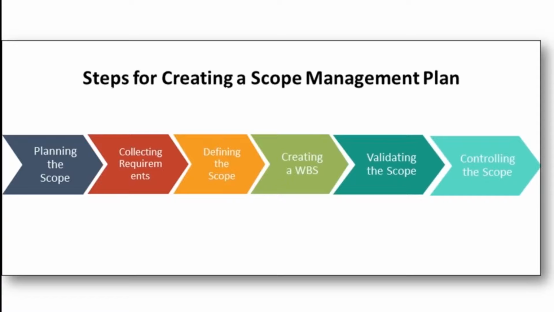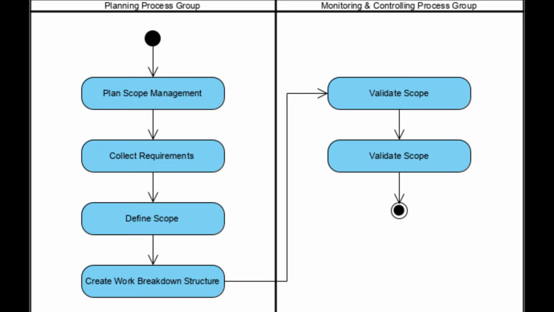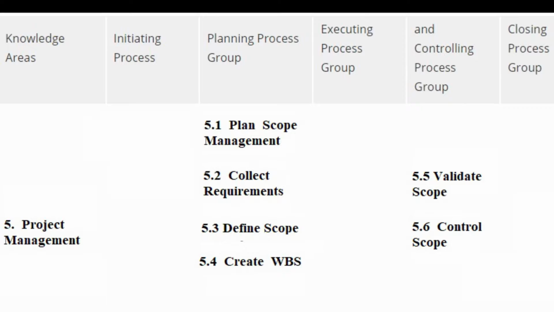So here you can see the steps for creating a scope management plan. At the initial stage, you need to first plan the scope, collect the requirements, define the scope, create the work breakdown structure, validate the scope, and control the scope. Planning the scope through validating the scope falls under the planning process group, while controlling the scope falls under the fourth process group, which is monitoring and control.